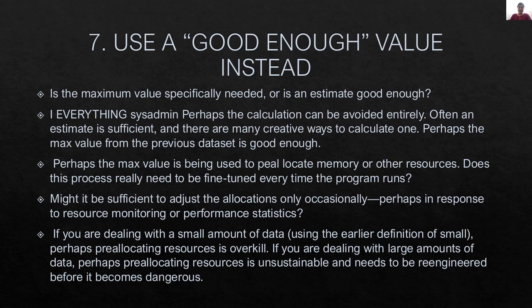Does this process really need to be fine-tuned every time it runs? Might it be sufficient to adjust the allocation only occasionally, perhaps in response to resource monitoring or performance statistics? If you're dealing with a small amount of data, using the earlier definition of small, perhaps reallocating resources is overkill. If you are dealing with a large amount of data, perhaps pre-allocating resources is unsustainable and needs to be re-engineered before it becomes dangerous.